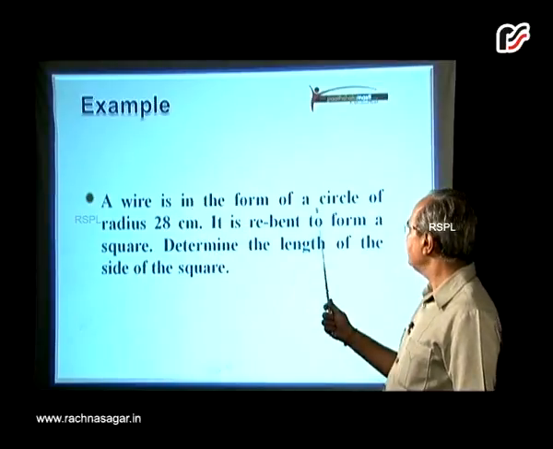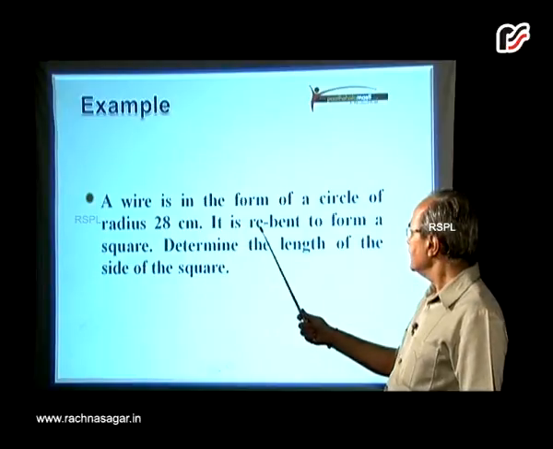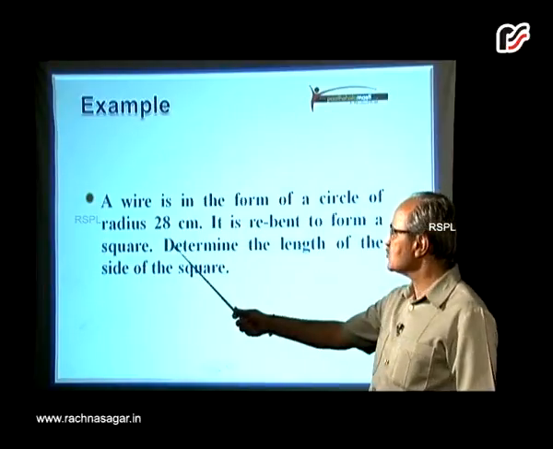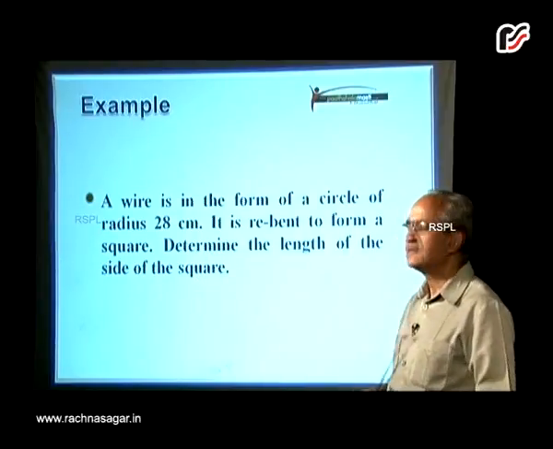A wire is in the form of a circle of radius 28 centimeters. It is rebent to form a square. Determine the length of the side of the square.